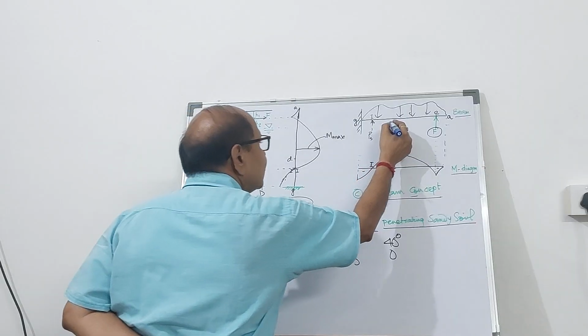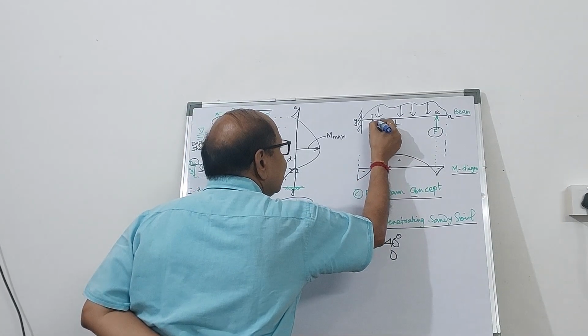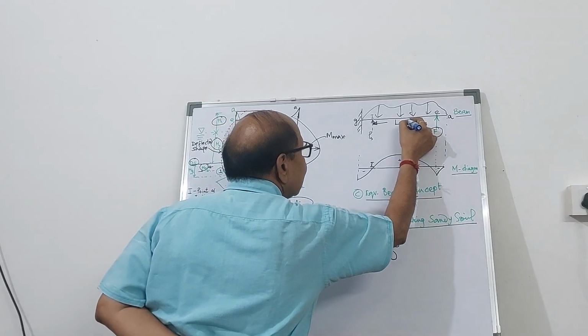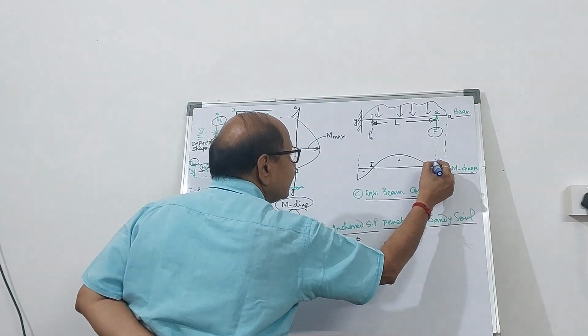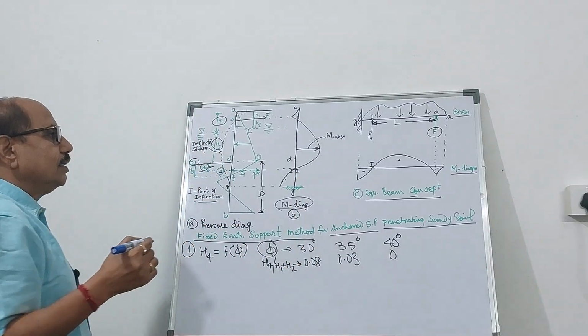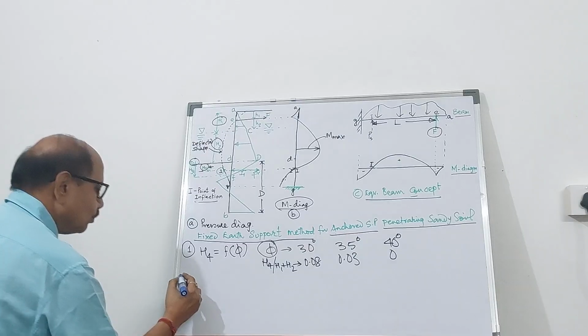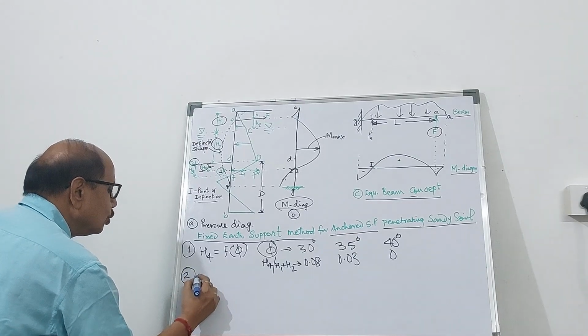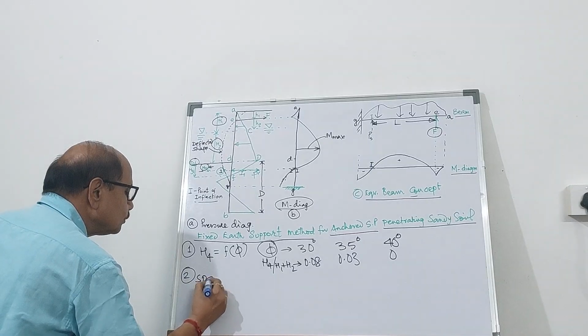we want to find out the span of the beam. Let's say between I and E, the span is L. So between I and E, the span is given as L. So the next step will be to find out the span of the equivalent beam.